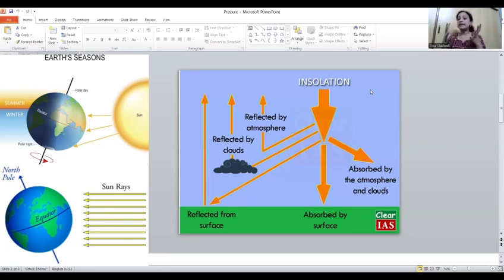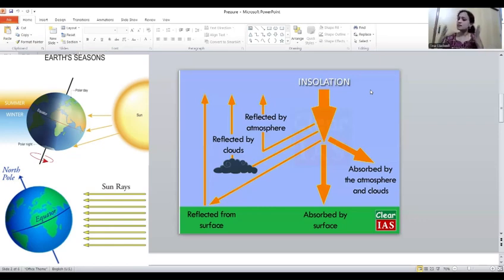The amount of insolation received on the Earth's surface is not uniform at all. Okay? It is not uniform everywhere. Rather, it varies from place to place and from time to time. The tropical zone receives maximum annual insolation and it decreases towards the poles.